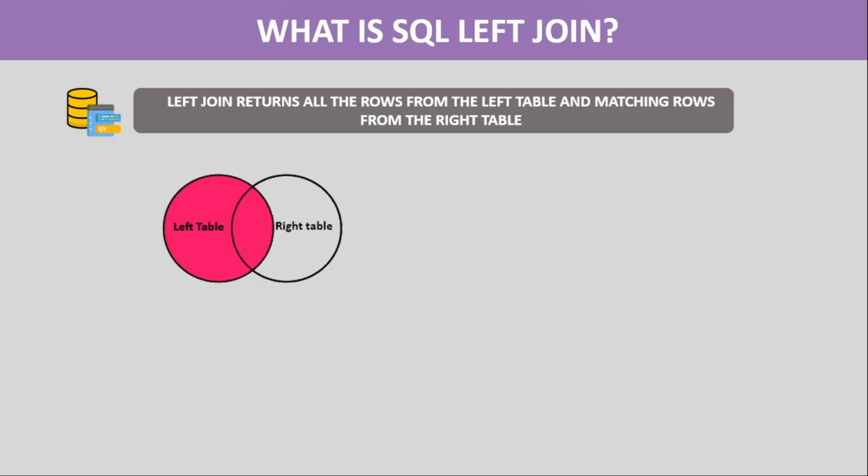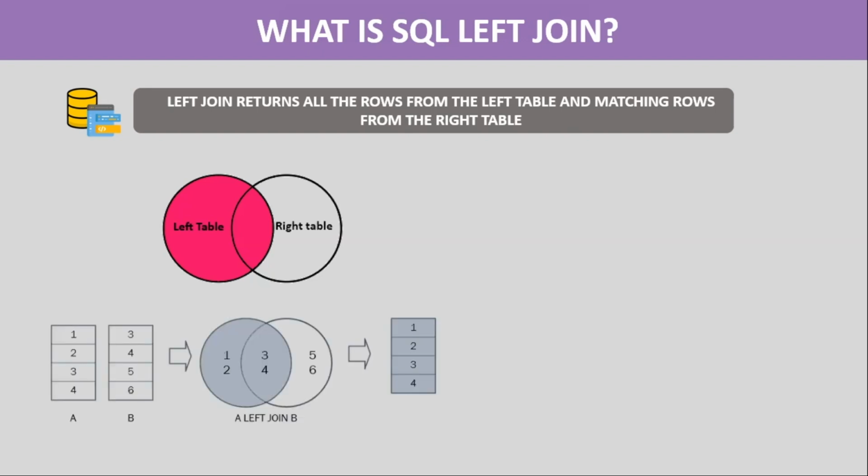The missing values for the rows from the right table in the resultant table of the join are represented by null values. For example, consider two tables, table A and table B, with values 1, 2, 3, 4 in table A and 3, 4, 5, 6 in table B. If you apply left join to both these tables, it will display the values from the left table, that is 1, 2, and the matching values from the right table, that is 3, 4. So the resultant table will be 1, 2, 3, 4.